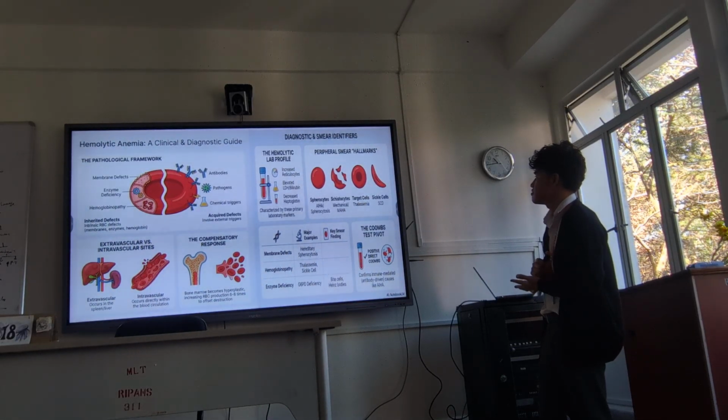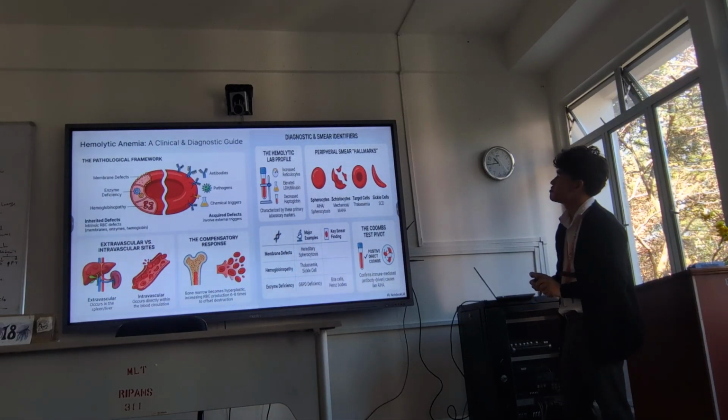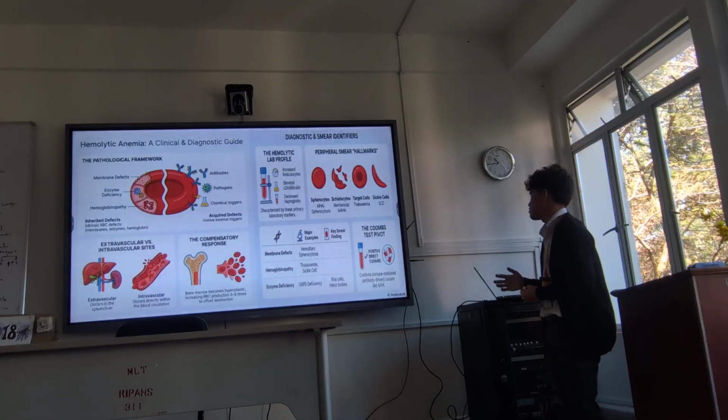Then compensatory, this is how anemia will be compensated by the bone marrow. He has also given a very good picture of the blood smears. Any destroyed RBC, whether schistocytes, spherocytes, or sickle cells, indicates hemolysis. Then to differentiate extra from intra, he is doing the Coombs test.